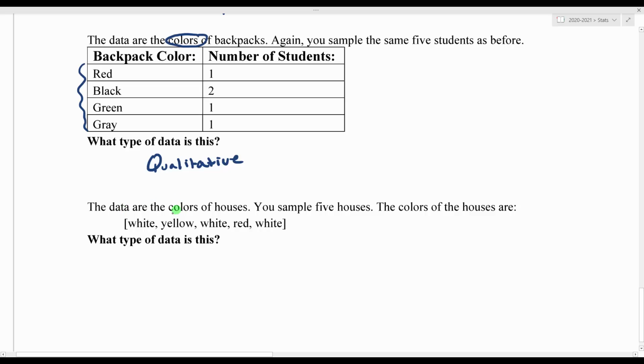All right, so here we go. The data are the colors. We got colors again of houses, so we sample 5 houses, and the colors are white, yellow, red, or white, yellow, white, red, and white. Okay, so again, these are non-numerical values, so this is qualitative.